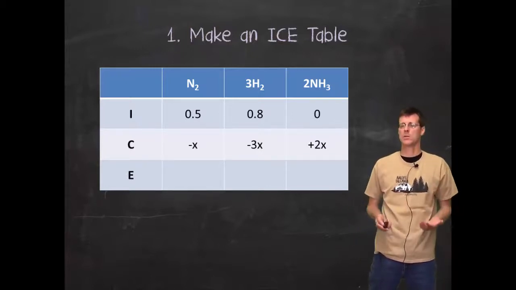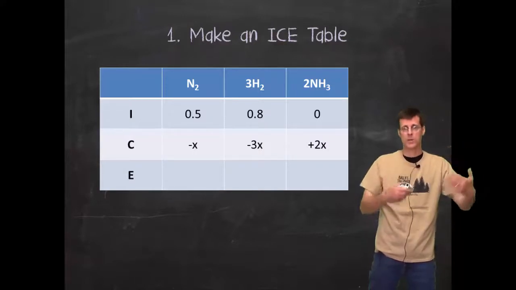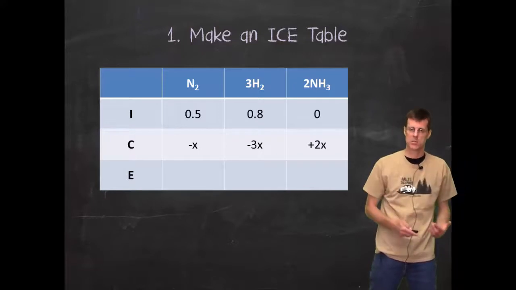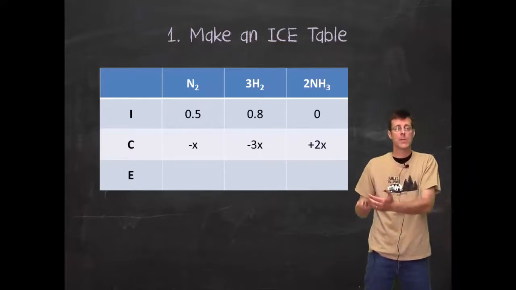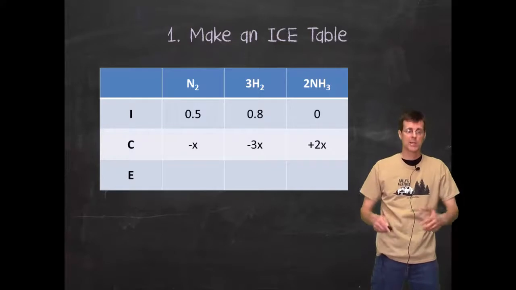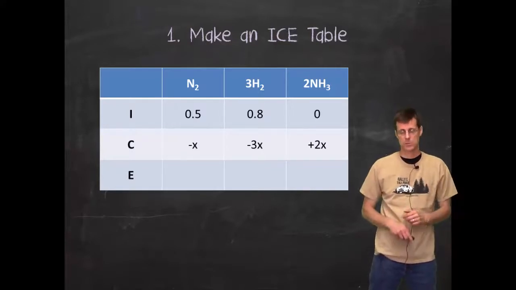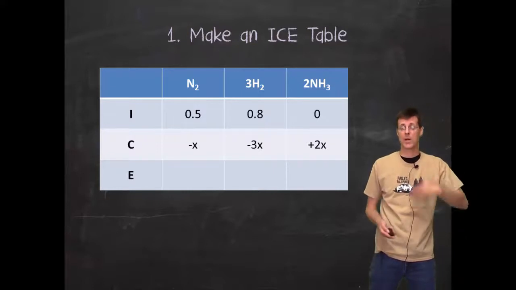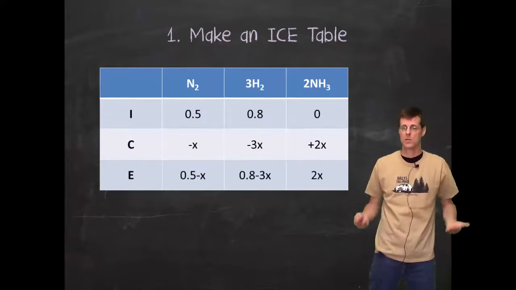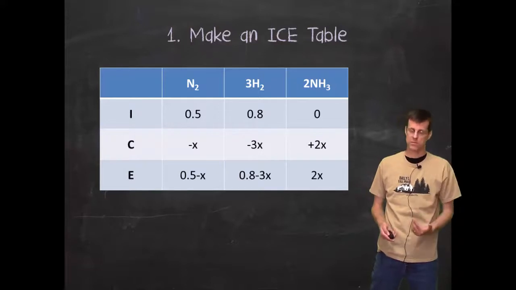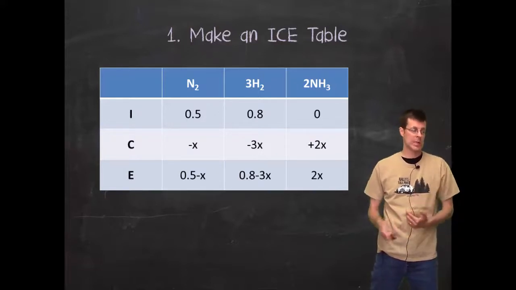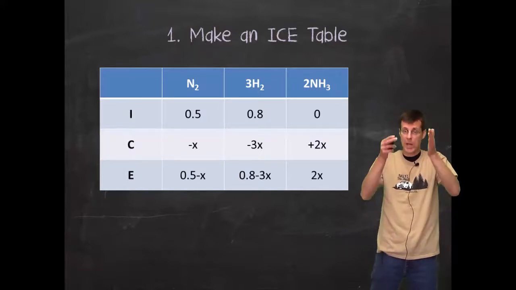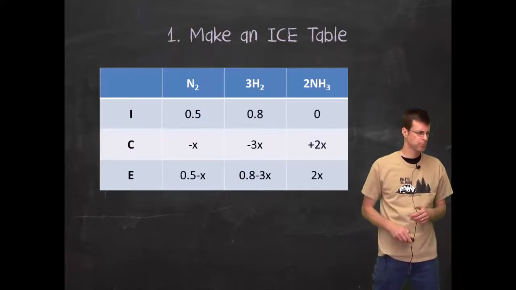Well, I don't know how many are going to react. I don't know if it's going to be 1 nitrogen or 12 nitrogen, so we'll call it x nitrogen. So x number of nitrogens are going to react. 3 times as many hydrogens will react, and they will produce 2 times the number of ammonias. So what do I have at equilibrium? Well, at equilibrium I have where I started plus the change. So 0.5 minus the x, 0.8 minus the 3x, and the 0 plus the 2x. I'm just adding up the first 2 rows.